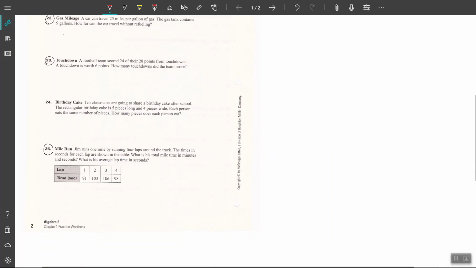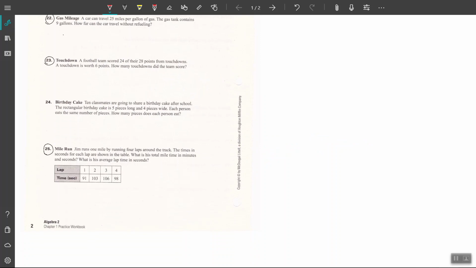Okay, number 25 is an average problem. Jim runs 1 mile by running 4 laps around the track. The times in seconds for each lap are shown in the table. What is his total mile time in minutes and seconds? And then the second question is, what is his average lap time in seconds? So we need to answer that first question before we can even do the second question.